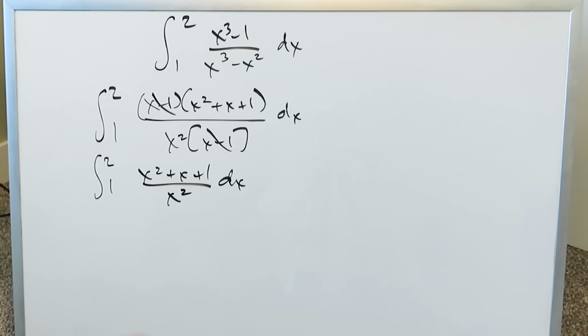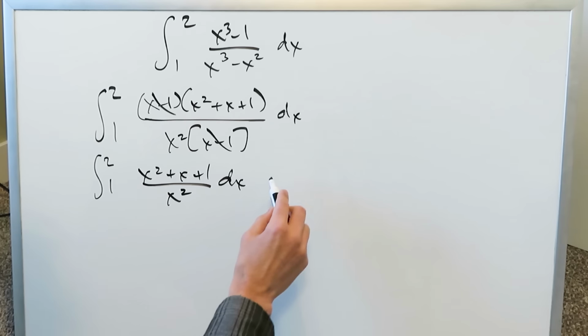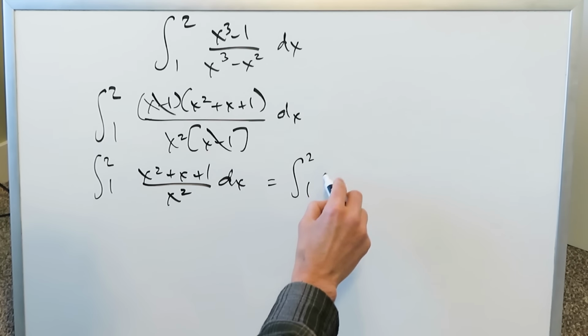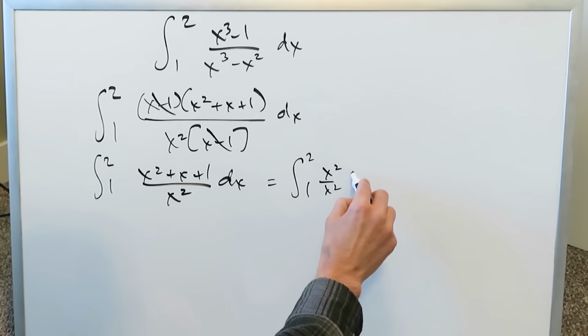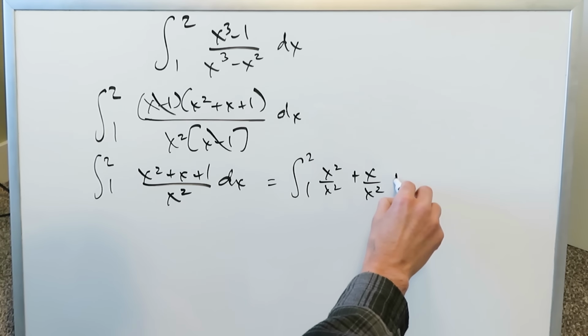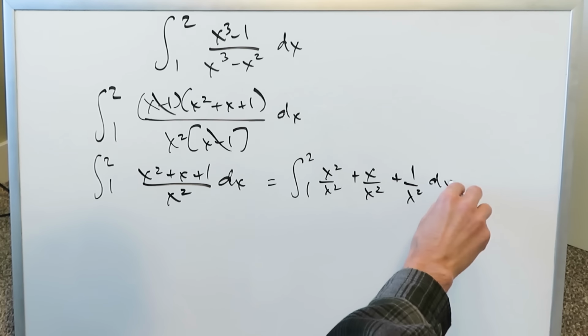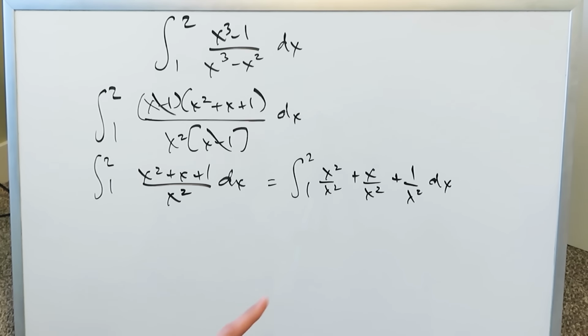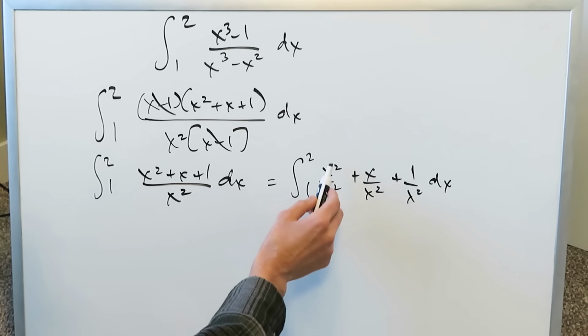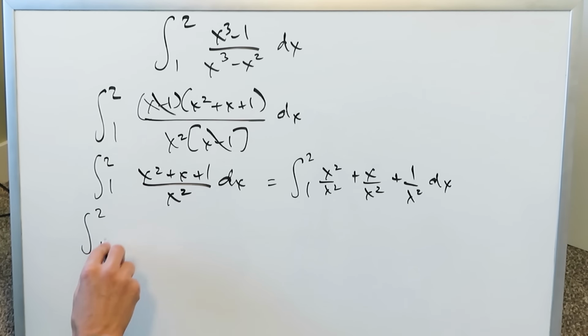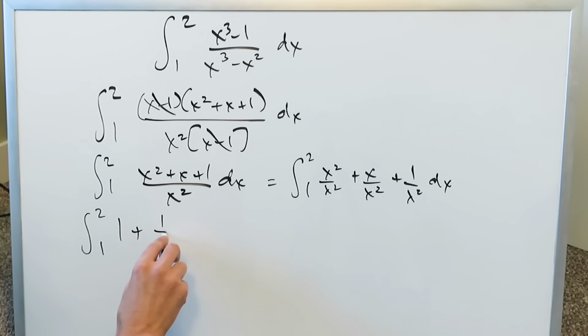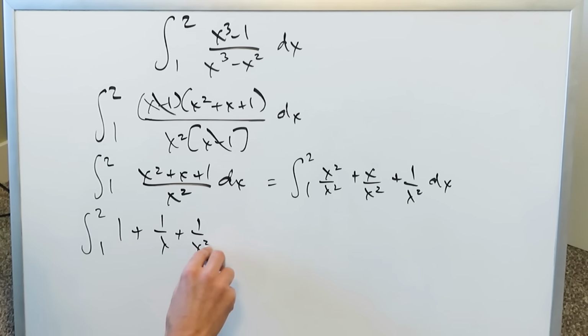Now, it wouldn't be a bad idea to separate everything into individual denominators. You'd be looking at something like this: x squared over x squared plus x over x squared plus 1 over x squared dx. And that right there would lead you to your antiderivative. When you simplify this, you're looking here at 1 plus 1 over x plus 1 over x squared dx.